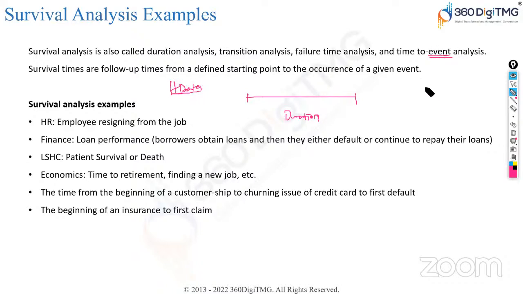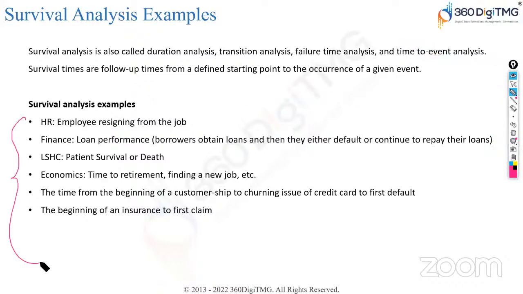Event. In our case, we are talking about an employee resigning from the job. Event is resignation, right? We're talking about that only. Whether the person is resigning or staying back, not resigning. That is the event, specifically this. Now we are talking about time to event. In this duration, if the employee started here, then will the employee resign here or here or here? Where does the employee resign? That is something that we are looking into.